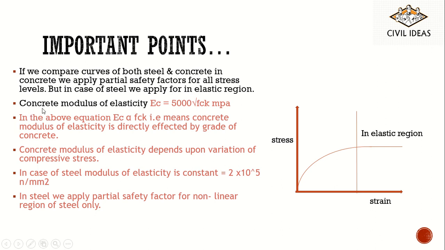Now, in the IS code it is given that the concrete modulus of elasticity EC is equal to 5000 root FCK megapascal. In the above equation, EC is directly proportional to root FCK. That means the concrete modulus of elasticity is directly affected by the grade of concrete. Concrete modulus of elasticity depends upon the variation of compressive stress. In the case of steel, the modulus of elasticity is constant, which is equal to 2 into 10 to the power of 5 Newton per mm square. In steel, we apply the partial safety factor for the non-linear region of steel only.